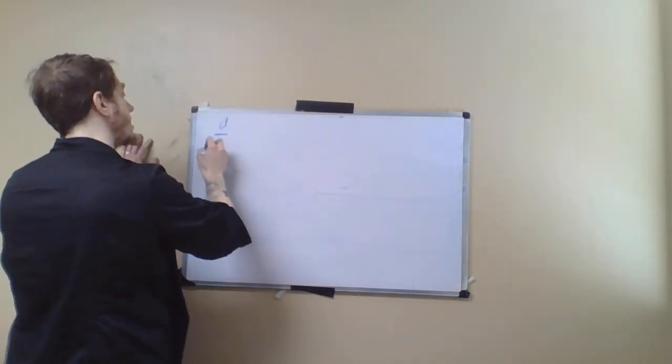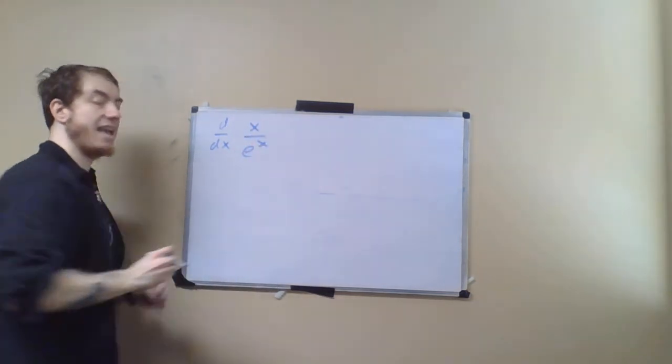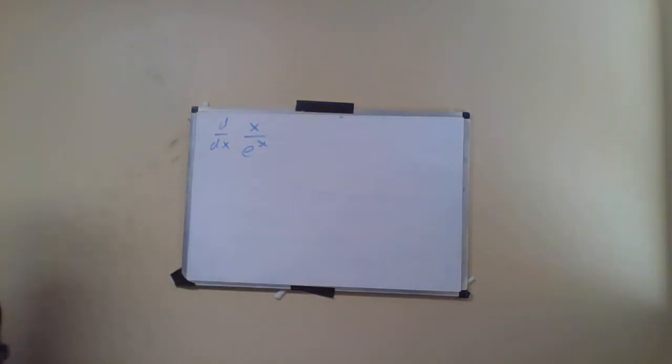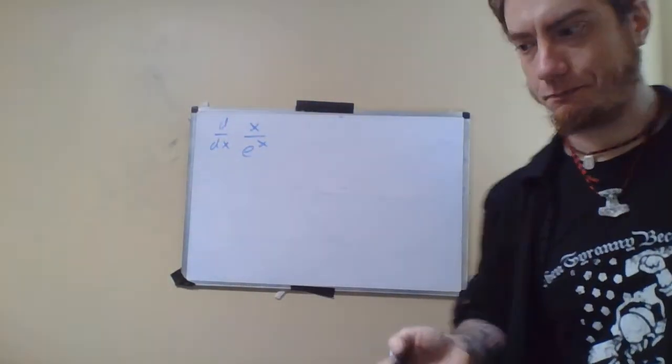What would be the derivative of x divided by e to the x? Take a moment to try to figure this out, then come back, unpause this, and we'll work it together.